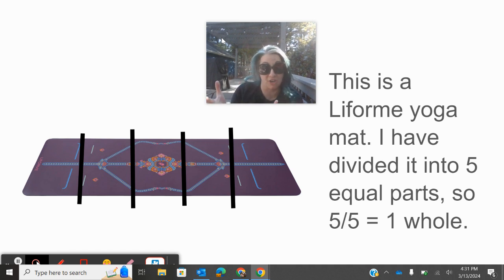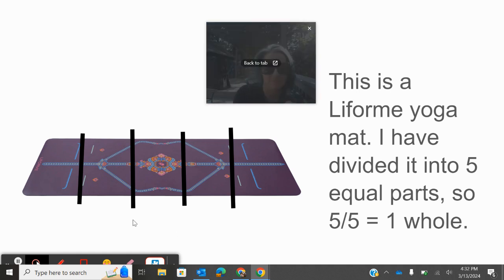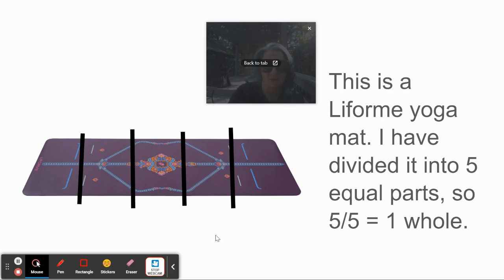So you need your object, and so I have a life form yoga mat. It's a life form yoga mat. I've divided it into 5 equal parts. So 5 out of 5 equals 1 whole. So that's the first part you need, to show what 1 whole would be equal to. So my 1 whole is the life form yoga mat. All right, let's go to the next page.